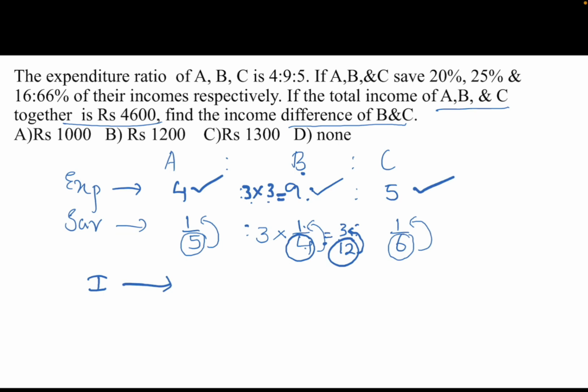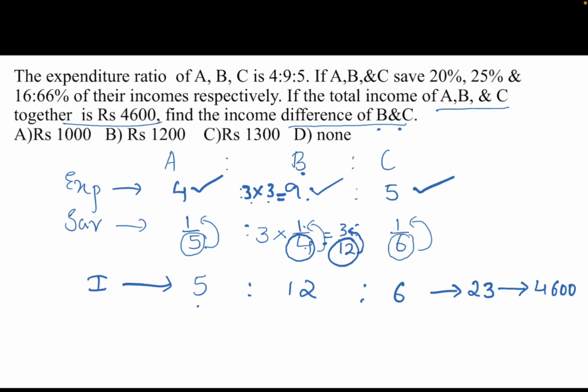So income, I have assumed it 5 here. So it is 5. Here it is 12 and here it is 6. Okay. Then income total in ratio is how much? 12 plus 6 is 18 plus 5 is 23. Isn't it? And income in amount is how much? 4,600. So if 23 parts is equal to 4,600, then B and C difference they are asking.